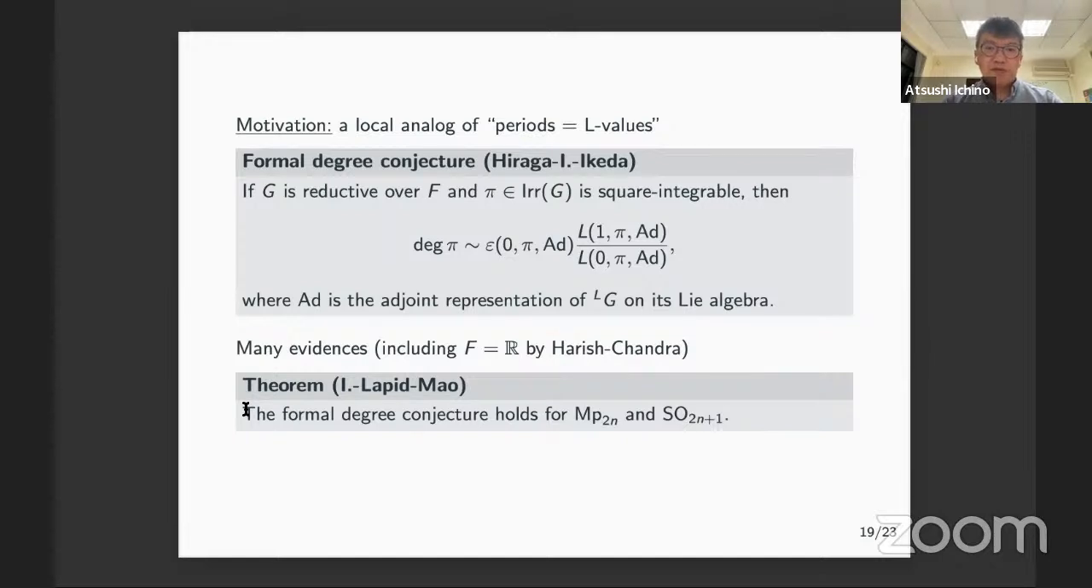And to define the L function and epsilon function, we need some representation of the L group of G. And here, we just take the adjoint representation of the L group on its Lie algebra. I don't have enough time to explain all the details and the results on this conjecture, but I just mention that this conjecture makes sense even when F is R. And in this case, the conjecture is known by using the formula of Harish-Chandra. Also, in joint work with Lapid and Mao, we proved the formal degree conjecture for Mp(2n) and SO(2n+1).